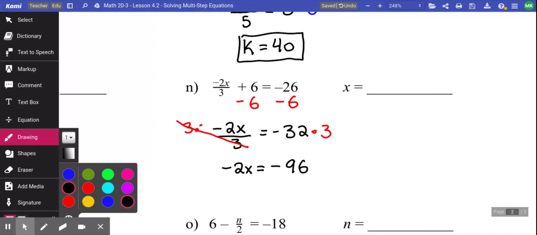Then I do something again. I'm going to divide both sides by negative 2. And I get x equals 48. And it would be positive 48 because those two negatives would cancel each other out. I know it's a little fuzzy on that screen.